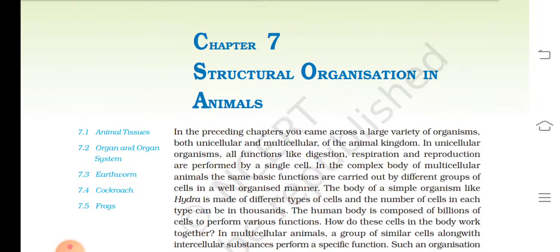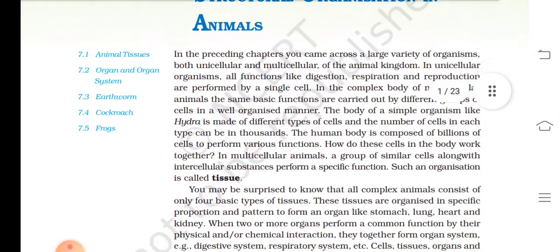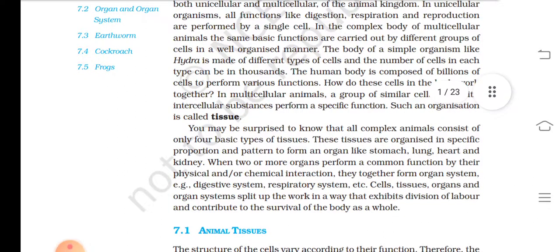a well organized manner. The body of a simple organism like Hydra is made up of different types of cells, and the number of cells in each type can be in thousands. The human body is composed of billions of cells to perform various functions. How do these cells in the body work together?